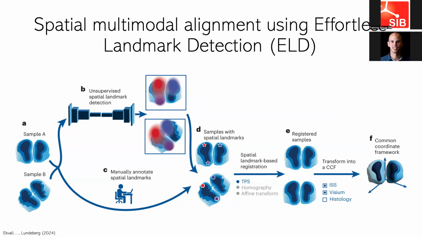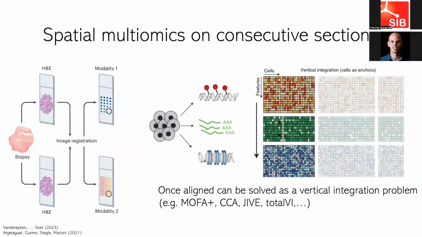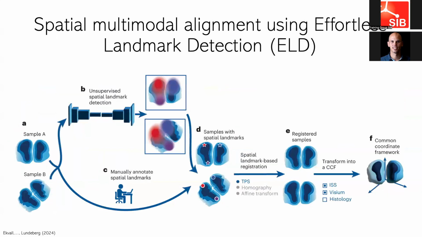If you do that, then these two are aligned. Because then my tissue is now aligned between the two sections, and I can get features from modality 1 in section 1, features from modality 2 in section 2, and then do whatever you want with that.